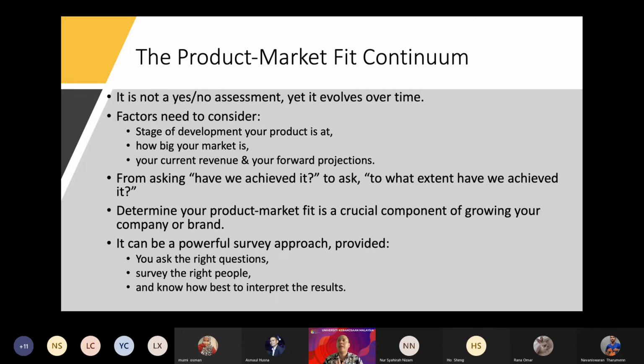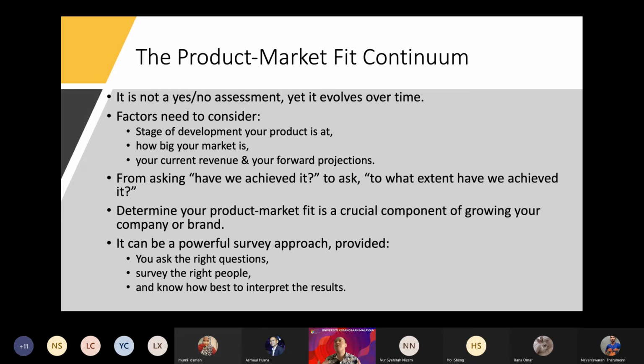So these are three important things that you need to remember when designing your survey, in this active UKM program for business startup, finding the next Steve Jobs. You have to ask the right question, survey the right people, and know how best to interpret the result. If the result is not as expected, you have to understand how to interpret it and why it is happening that way, so you know how to fix it.